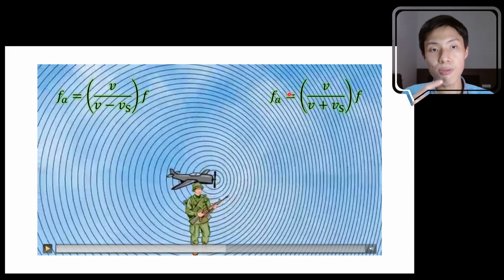Just that this frequency here will be lower compared to the frequency produced by the speaker at the jet. The speaker at the jet might produce a certain frequency, but what the soldier might listen to is a lower pitch but a constant frequency, constant pitch. So the pitch will remain constant, just that it experiences a drop when it passes by the soldier. That's the idea of Doppler effect.